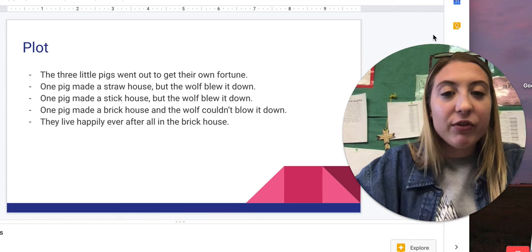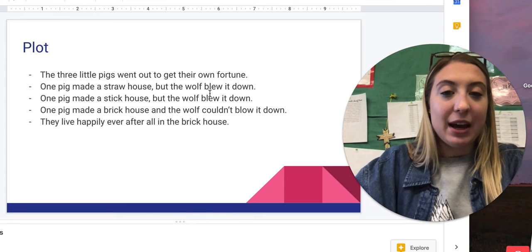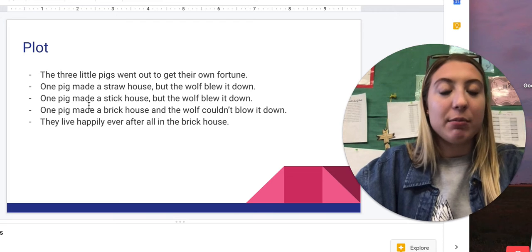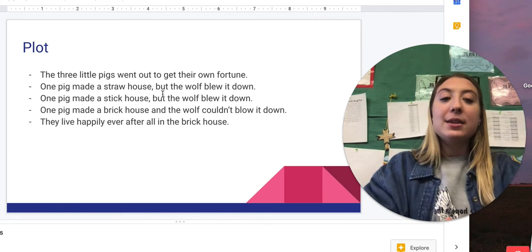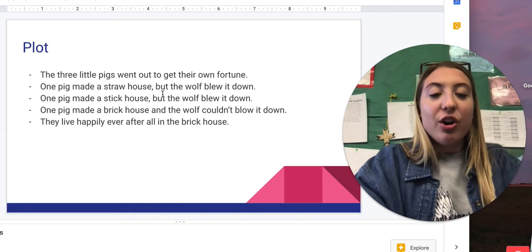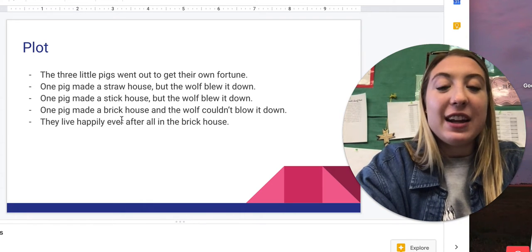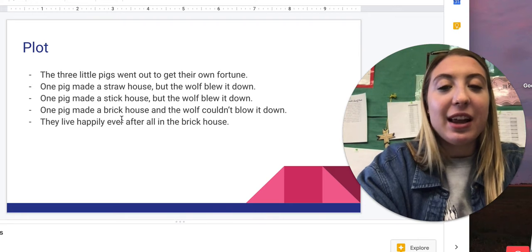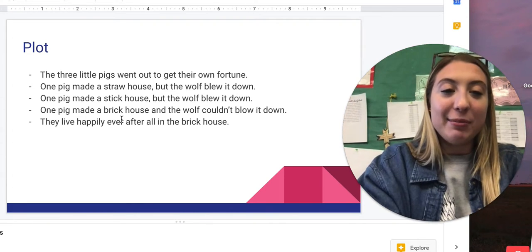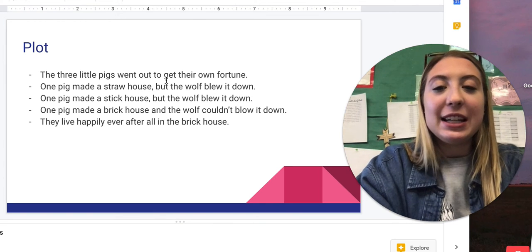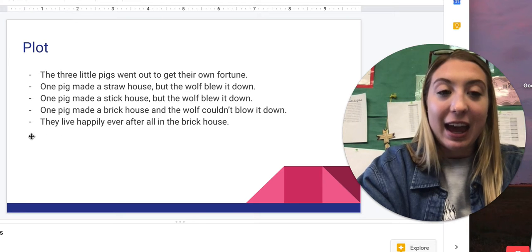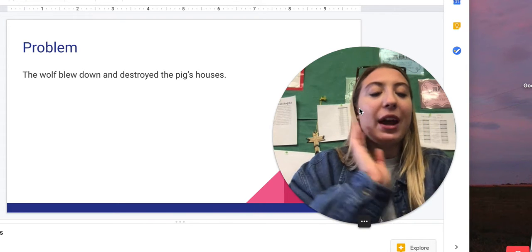And the wolf was trying to blow them down. The wolf did blow down the straw house. The wolf did blow down the stick house. But the wolf could not blow down the brick house. So as we can see, these are our events. And then the last event that happened was they lived happily ever after, all in the brick house. So this is what happened at the beginning, the middle, and the end.